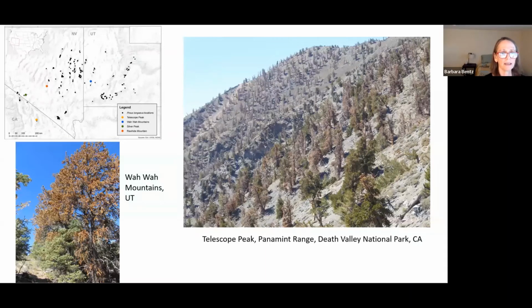So the mortality at Telescope Peak is quite extensive, and it's occurring in mixed stands with limber pine. So in this picture, there's both Great Basin bristlecone and limber pine mortality. And then the mortality in the Wah Wah Mountains was way more isolated, and there was no limber pine there. So we visited both sites several times over the past several years to try and survey and evaluate what the causes of this unexpected mortality were.